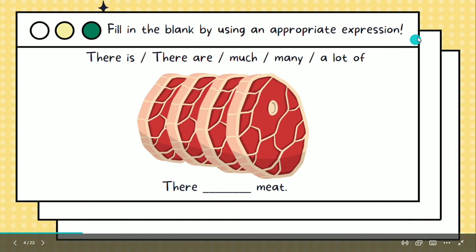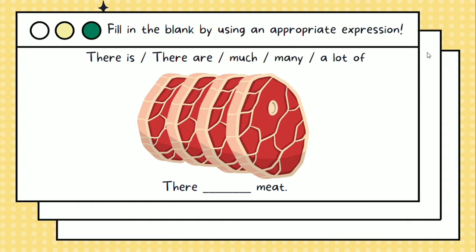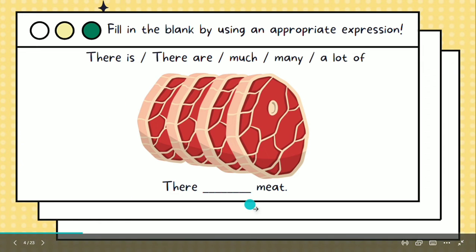Okay, next, let's see this one. Fill in the blank by using appropriate expressions. You have some options right there, whether you can use there is, or there are, or many, or much, or a lot of. So the sentence is, there blank meat. Can you guess the answer?